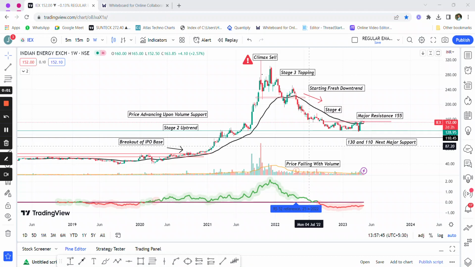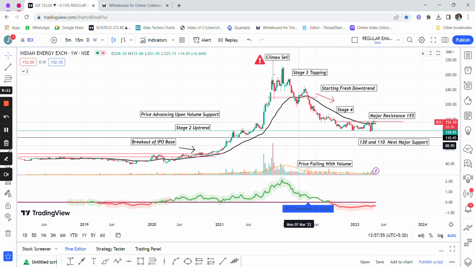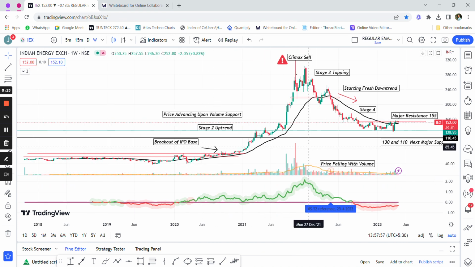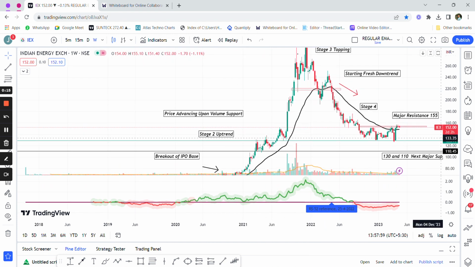Hello everyone, in this video I'm going to explain the characteristics of past multibaggers and how you can identify the future ones. So this is the first example, of IEX, where I'm going to explain the stage analysis basics part and the relative strength concept part here. Now let us understand what is stage analysis.